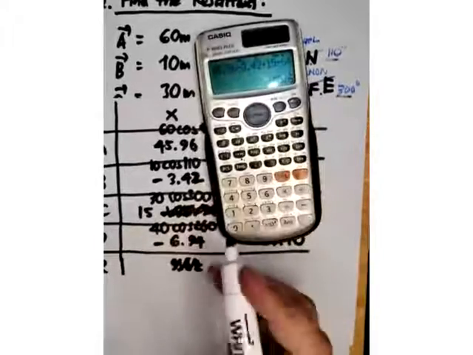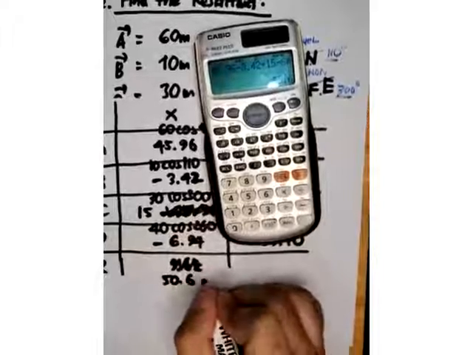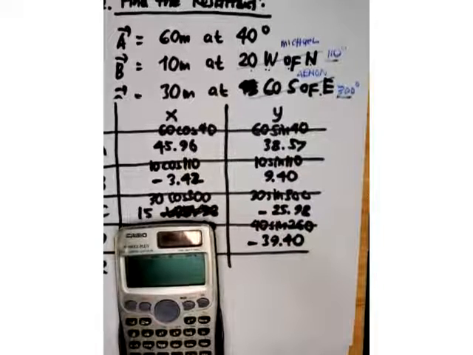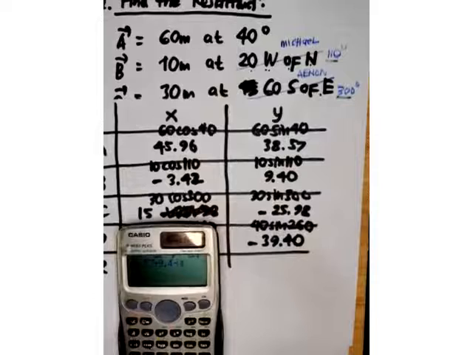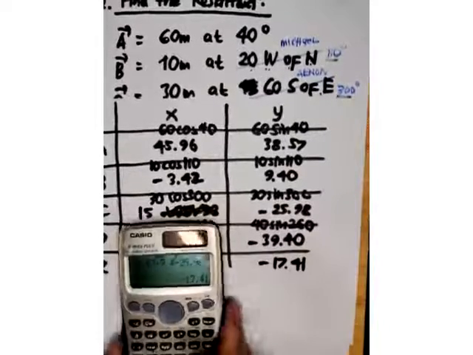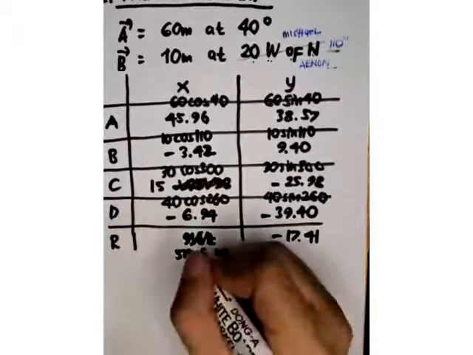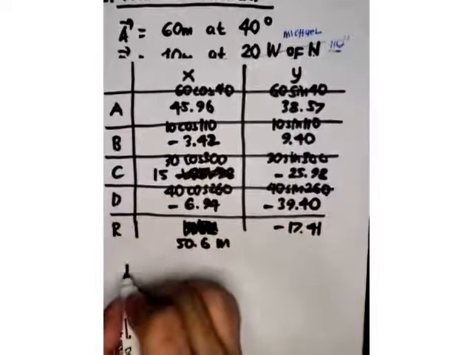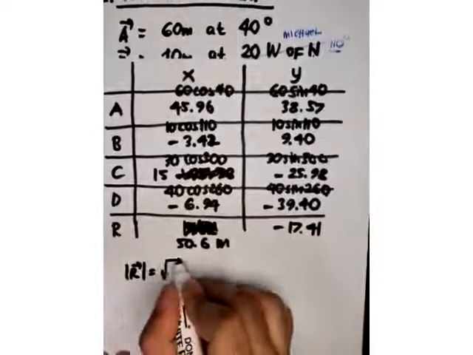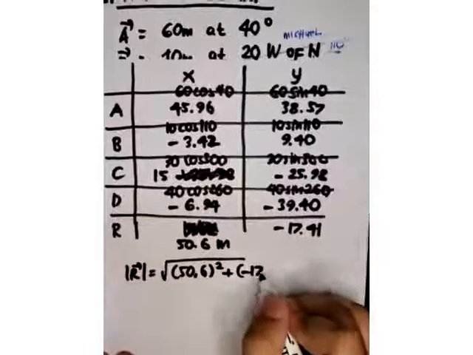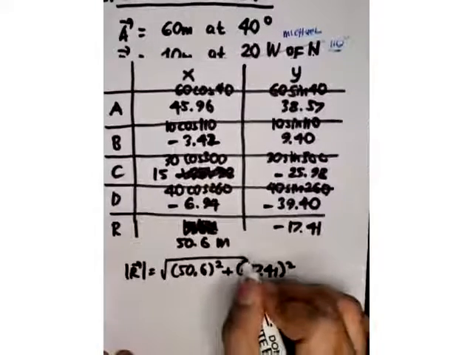Okay, so that is 50.6 meters and 38.57 plus 9.4 minus 25.98 minus 39.4. A negative 17.41. Ayan. Okay. And then let's get the magnitude. So the magnitude is the square root of 50.6 squared plus the quantity negative 17.41 squared.